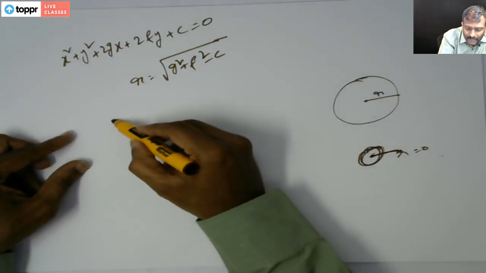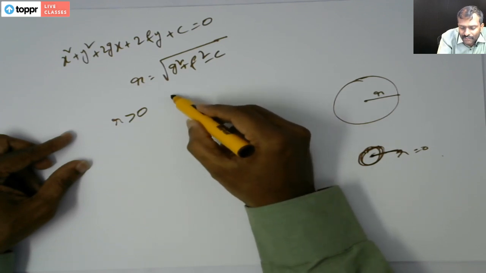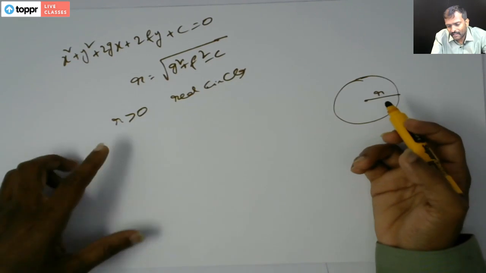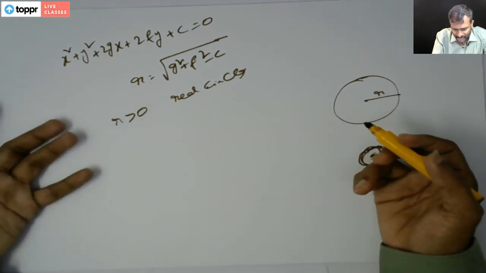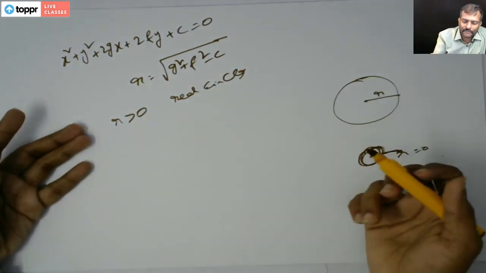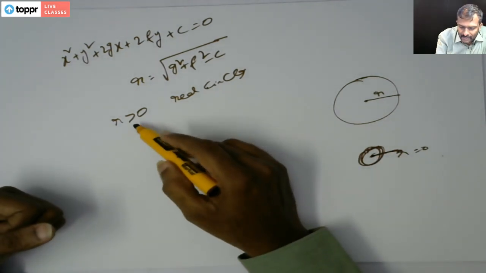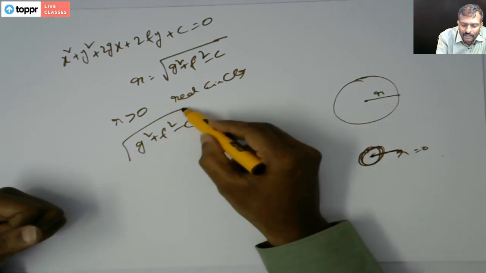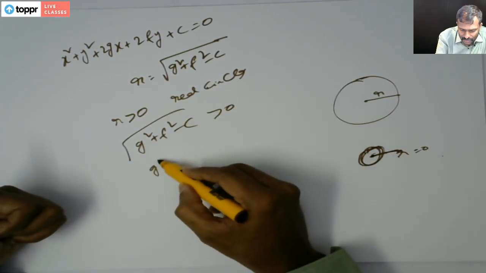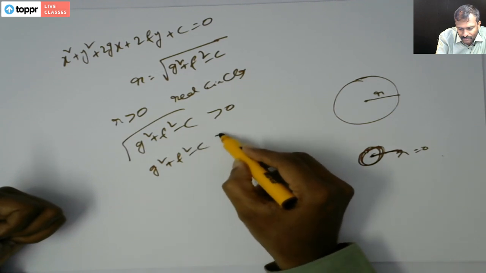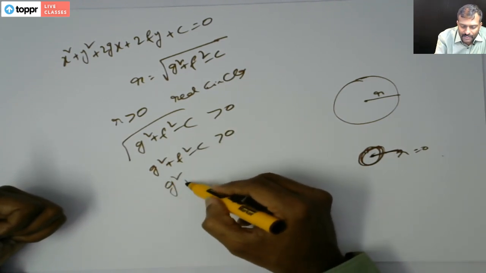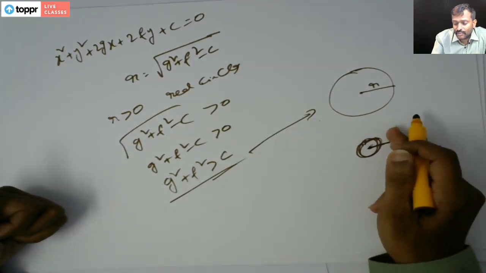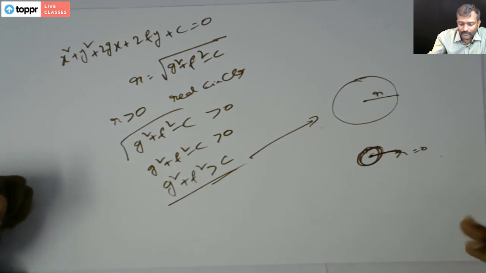So r greater than 0 will give us a real circle, meaning an existing circle, which you can draw, which we can physically draw. So r greater than 0 means root of g square plus f square minus c should be greater than 0. In other words, g square plus f square minus c should be greater than 0, or simply g square plus f square should be greater than c. Then I will have a real circle.